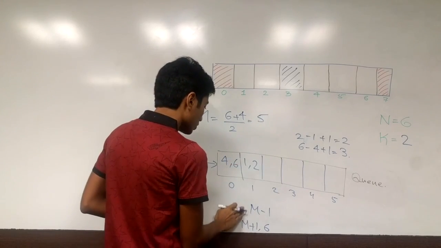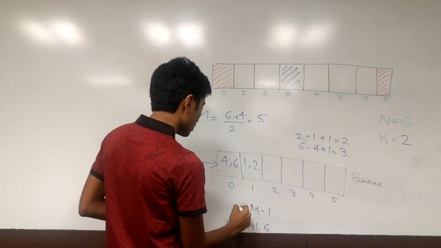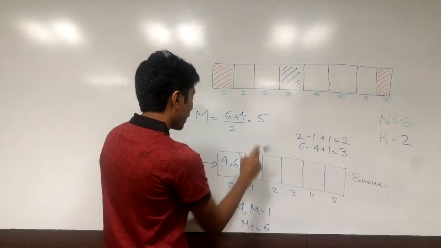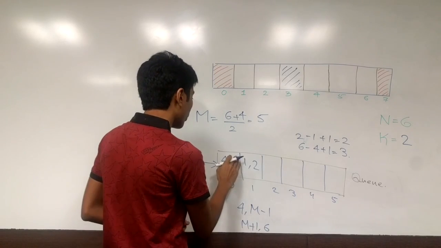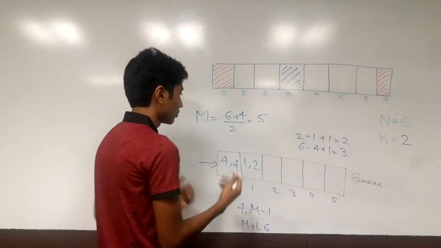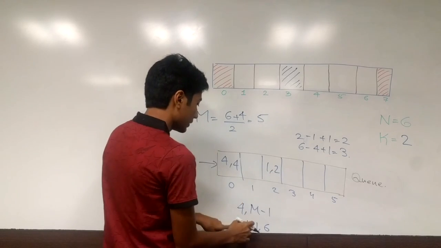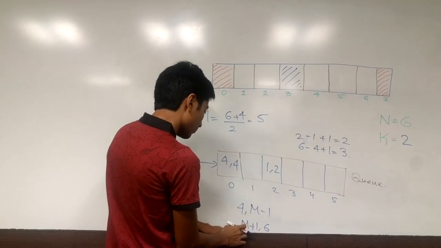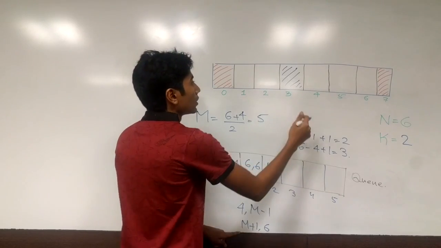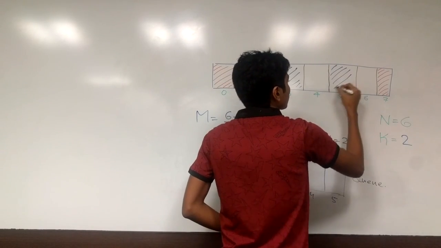5 is what we have, so this is equal to, now 4, 6, 4 and 6. So 5 minus 1, 4,4 is one of the segments. We push 1,2 here, and the second segment will go in here, so that is m plus 1, which is 6,6. So of course we chose 5, so this segment is occupied now.